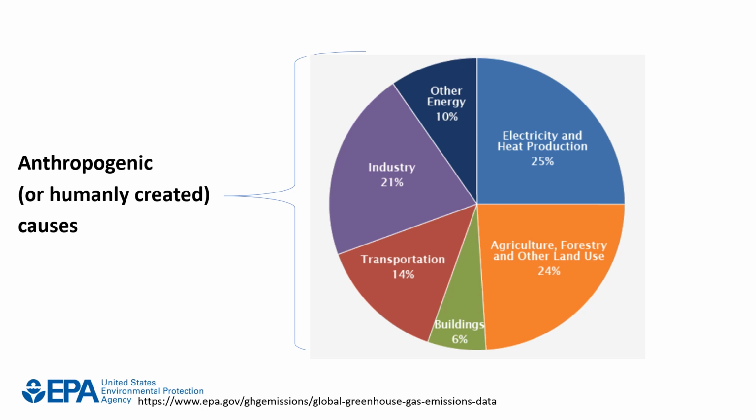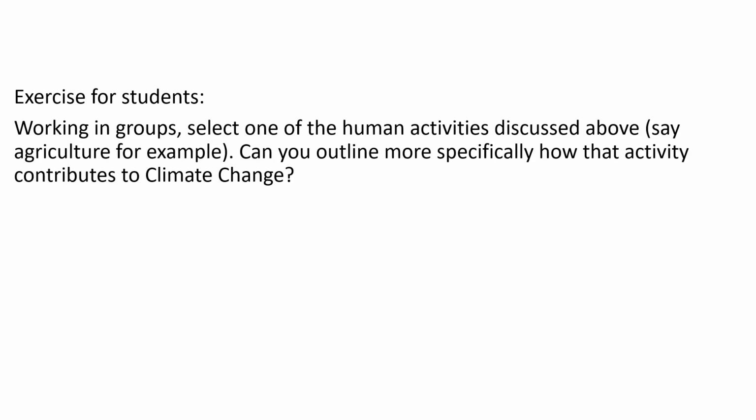So overall, what I wanted to do in this session is to give you an idea about some of the broad categories or ways in which we contribute to climate change as a society, the anthropogenic drivers of climate change. These are the issues that we have discussed in this session. And so I will leave you with an exercise for students to get you to think a little bit more deeply about the issues that we have discussed in this session.